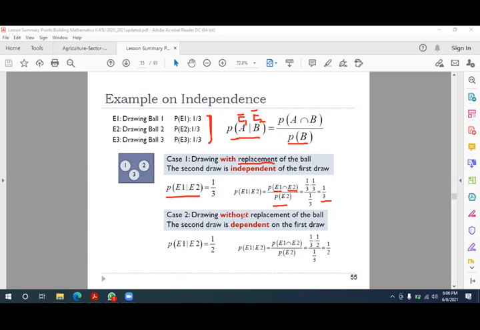Then in the case of drawing without replacement, there is dependency. You take note of that. That will give us what? In the case of dependency, E1 intersection E2 is not exactly the product of their independent probabilities. It will be the probability of E1 times the probability of E2 given that E1 has occurred, which we found as 1/2. All divided by the probability of E2, which is 1/3. So that should give us 1/2 in the case of the dependent scenario.